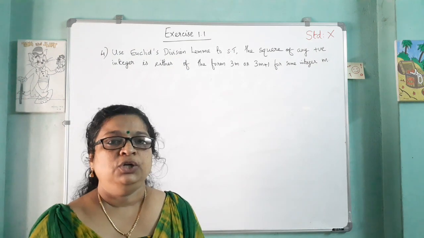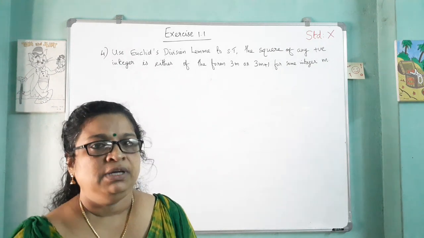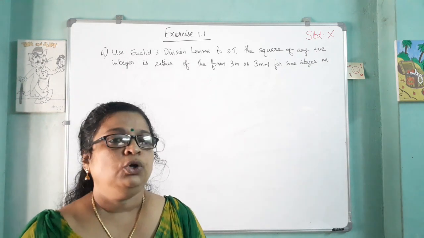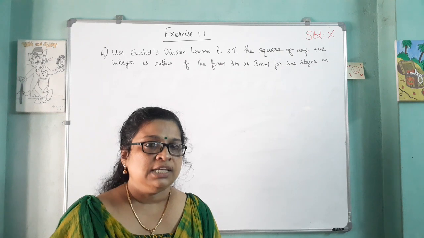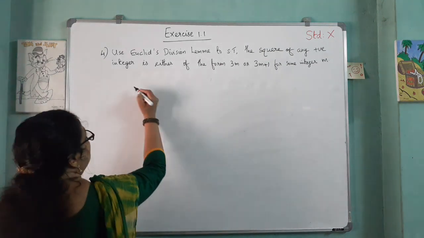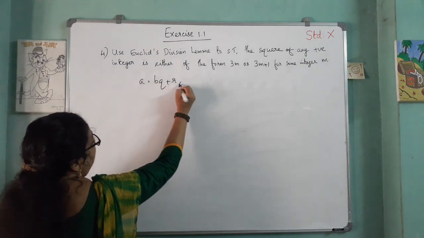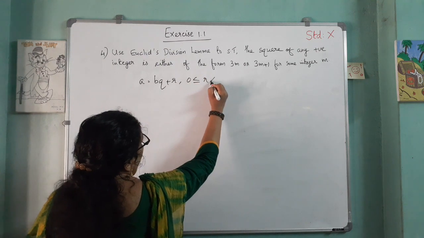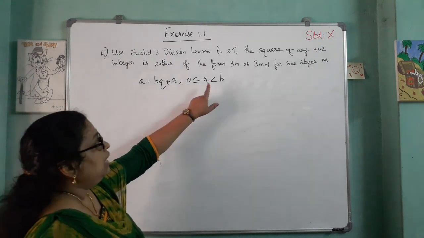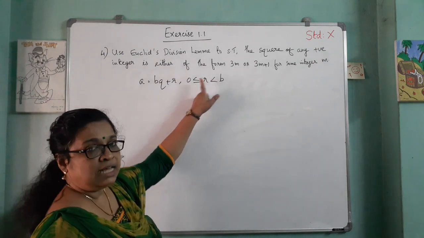Now we know Euclid's division lemma: for any positive integers a and b, there exist unique integers q and r such that a is equal to bq plus r, 0 less than or equal to r less than b. That is, b is the divisor and r is the remainder, that is, the remainder is less than b.